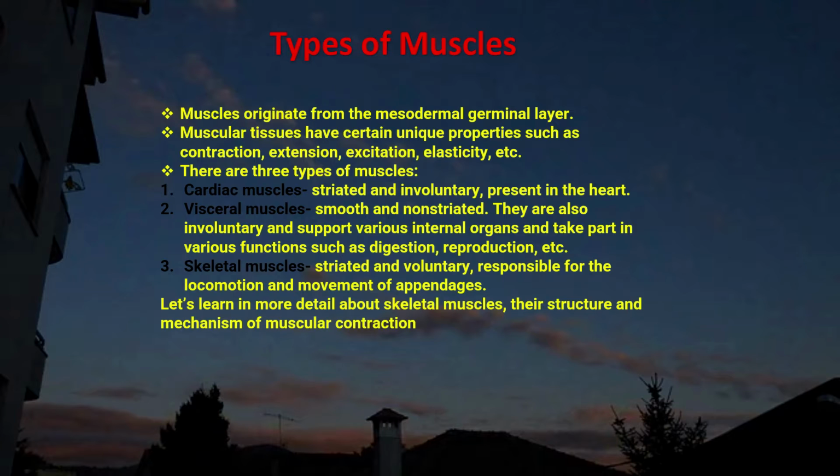Cardiac muscles, striated and involuntary, are present in the heart. Visceral muscles are smooth and non-striated. They are also involuntary, support various internal organs, and take part in various functions, such as digestion, reproduction, etc. Skeletal muscles, striated and voluntary, are responsible for locomotion and movement of appendages. Let's learn in more detail about skeletal muscles, their structure, and the mechanism of muscular contraction.